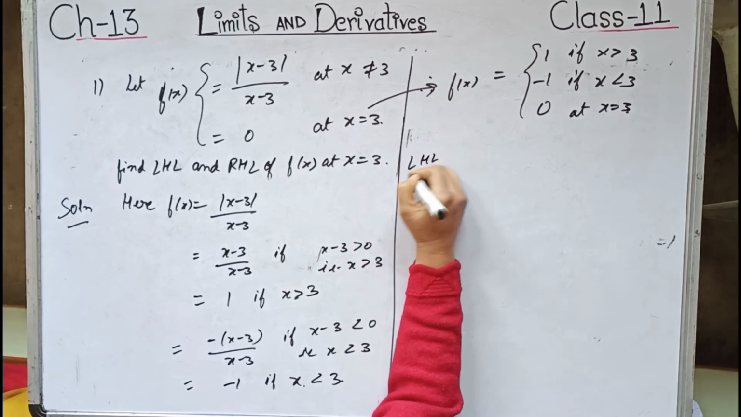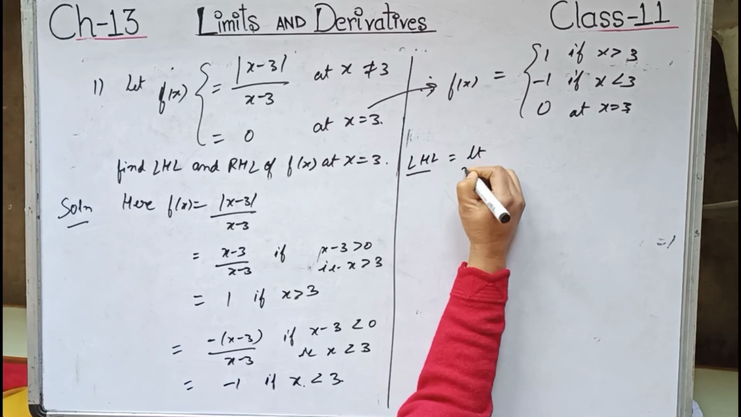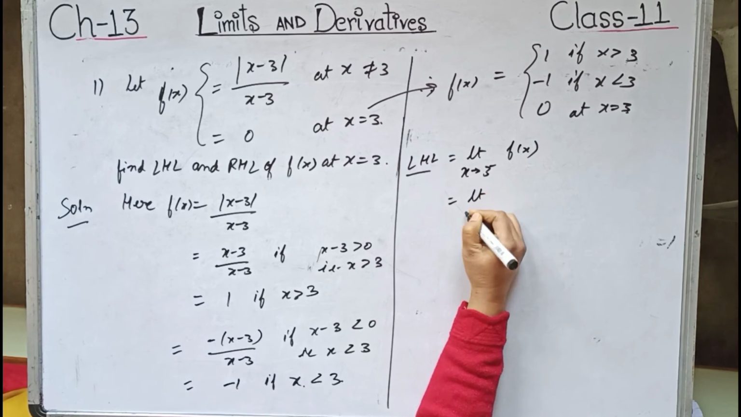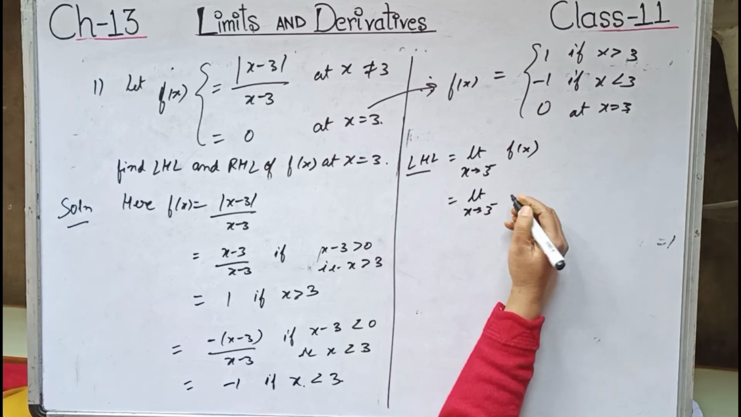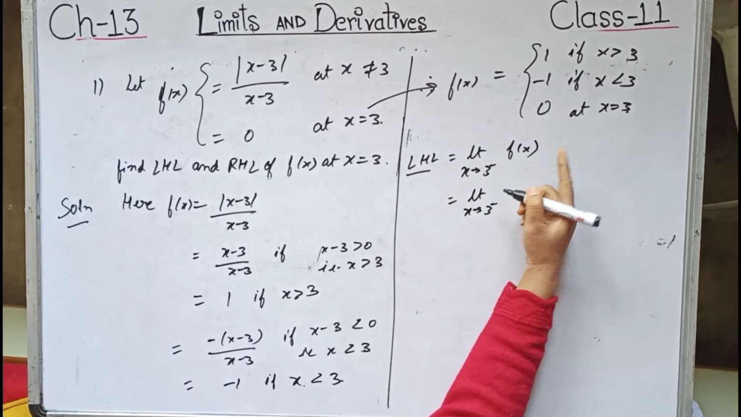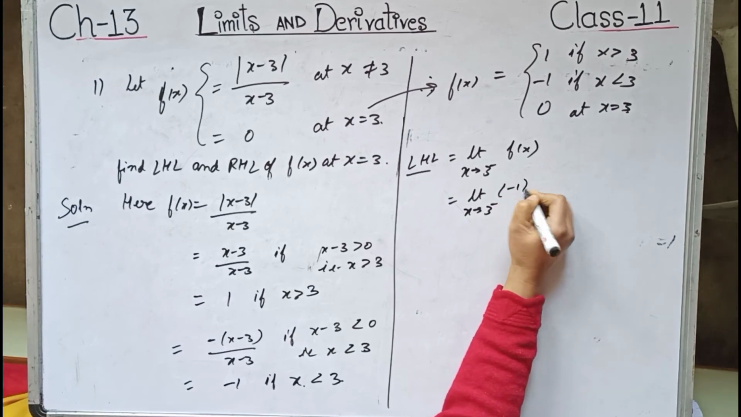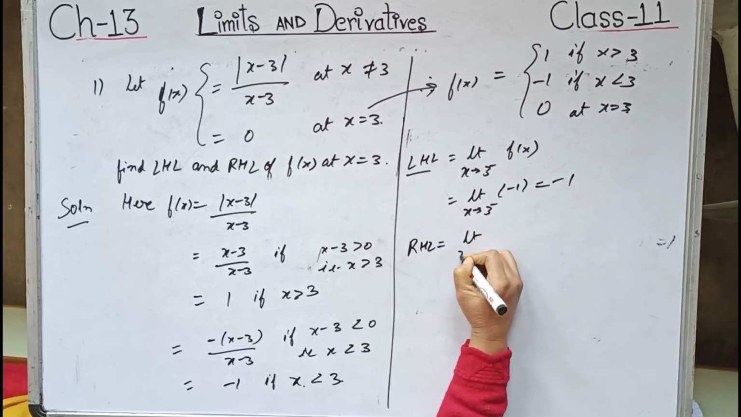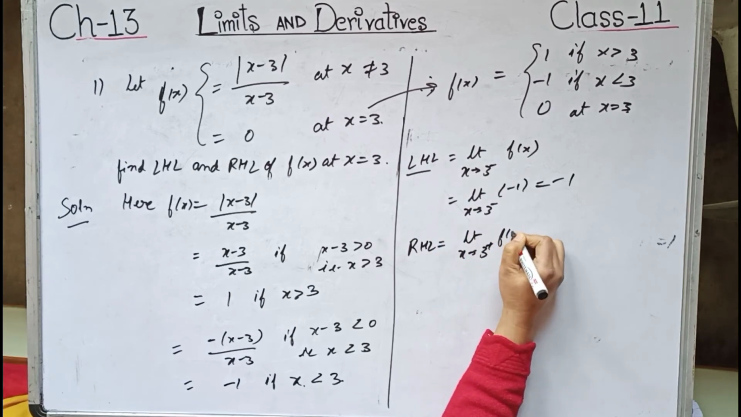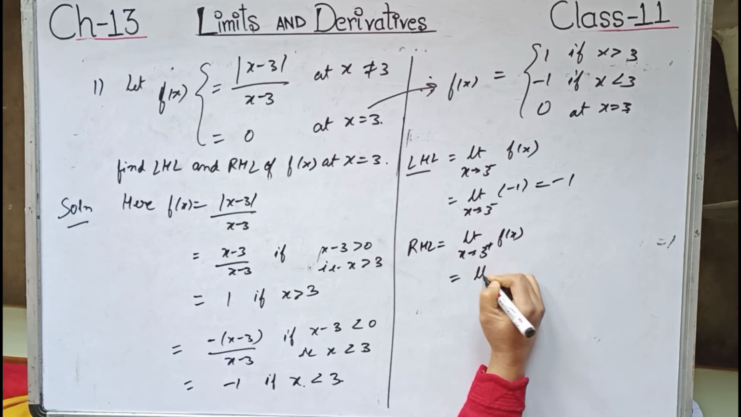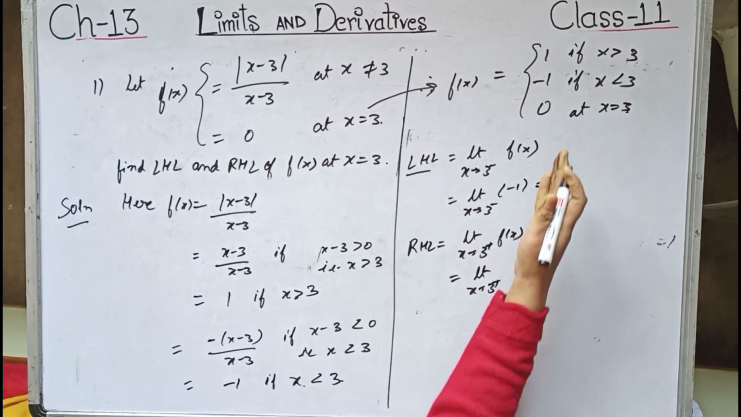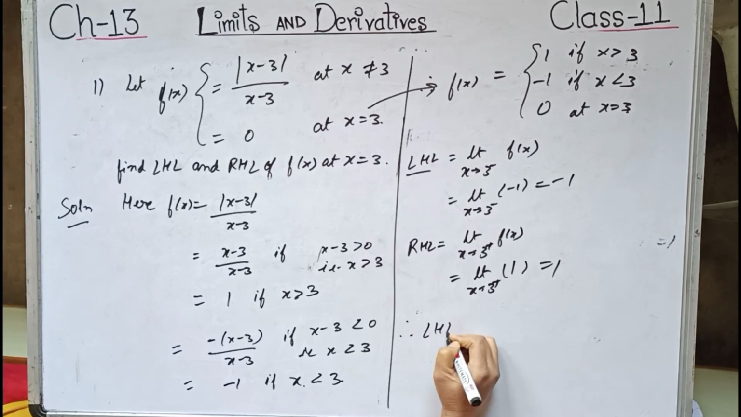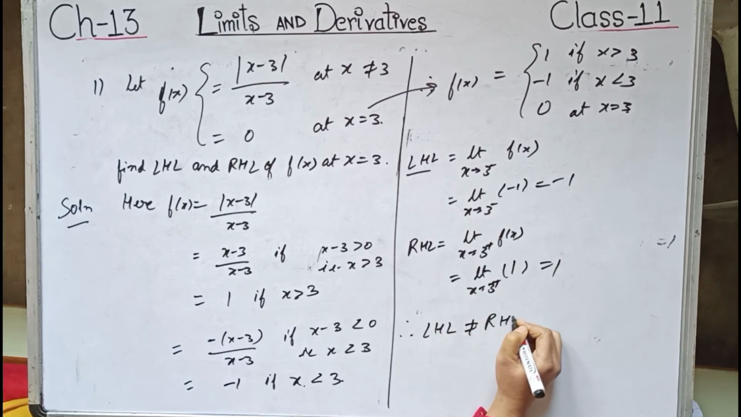Now for LHL, LHL equals limit x tending to 3 minus f(x). Simply we will be writing here, because we are getting a constant term, f(x) at 3 minus means less than 3, we will be getting minus 1. So minus 1. RHL equals limit x tending to 3 plus f(x), for the positive it is 1. So the answer is 1. Therefore left hand limit is not equal to right hand limit.